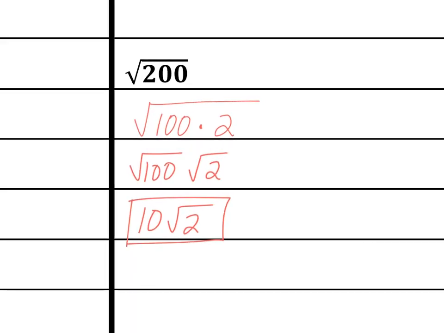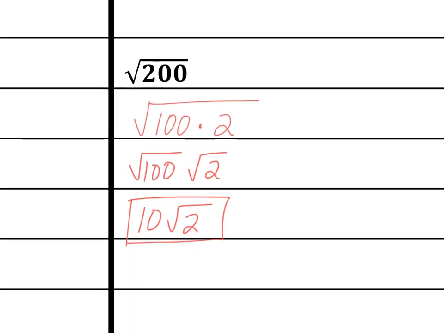The reason we're just going to use positives is because we're going to be talking about side lengths for the next several weeks. And so side lengths can only be positive.